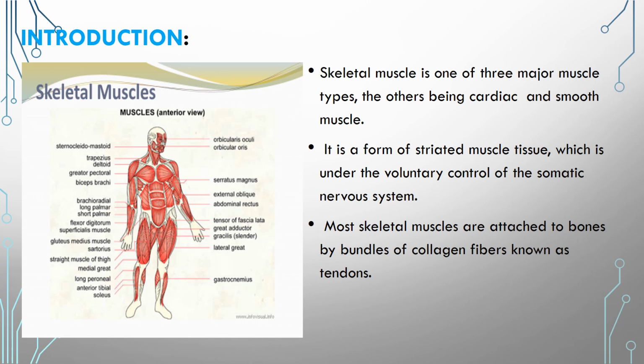The skeletal muscles are one of the three major types of muscles. The others are the cardiac and the smooth muscles. These skeletal muscles are striated muscles. They are voluntary, under the control of the somatic nervous system. Most of the skeletal muscles are attached to the bones and help in locomotion.